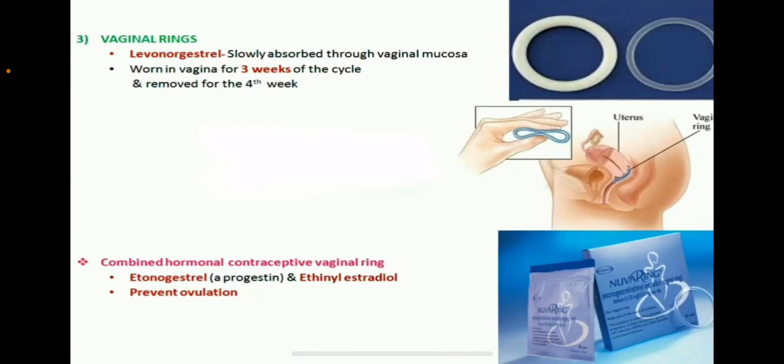Moving on to the last part, that is the vaginal rings. The vaginal rings contain levonorgestrel. They have been found to be very effective. This hormone levonorgestrel is slowly absorbed through the vaginal mucosa.